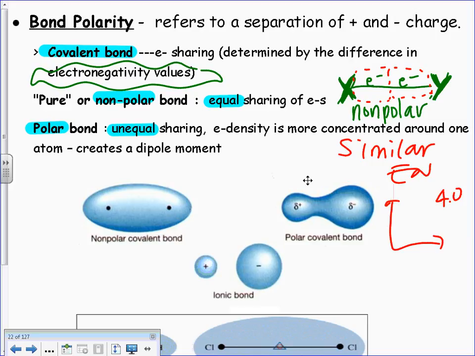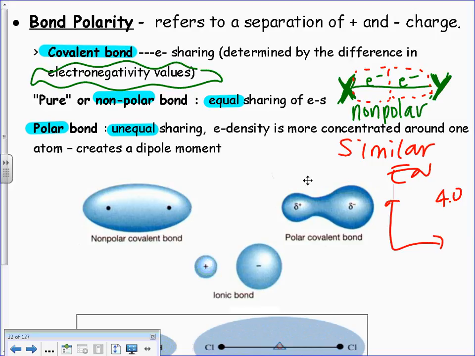What about stuff that's in the same group, not period? Like oxygen and sulfur, right next to each other, but not oxygen and selenium. Yeah. So if they're touching each other, I'd say they are probably non-polar. There are always exceptions.